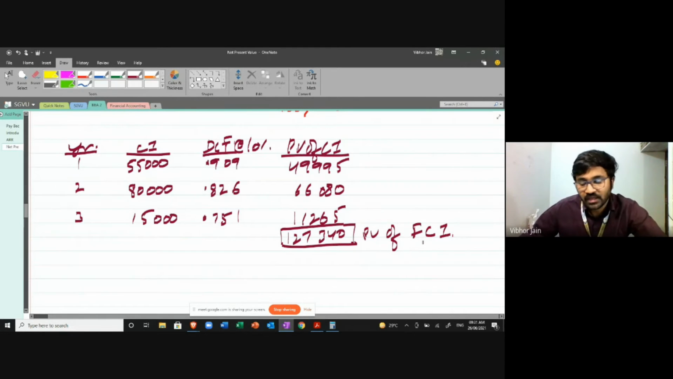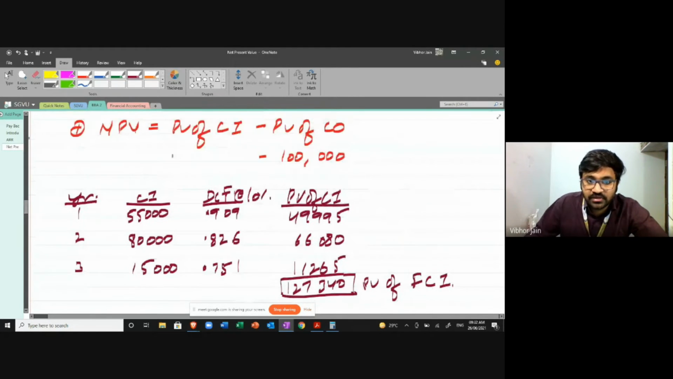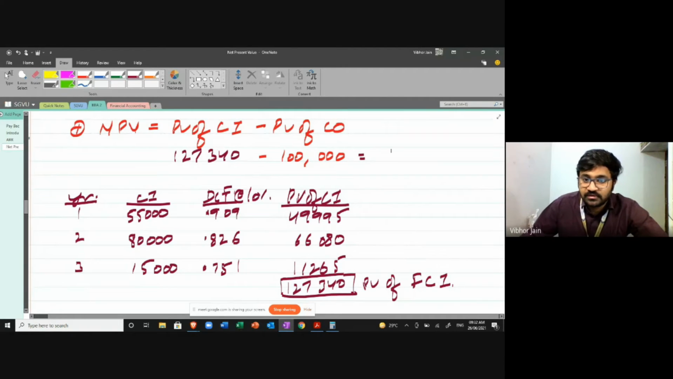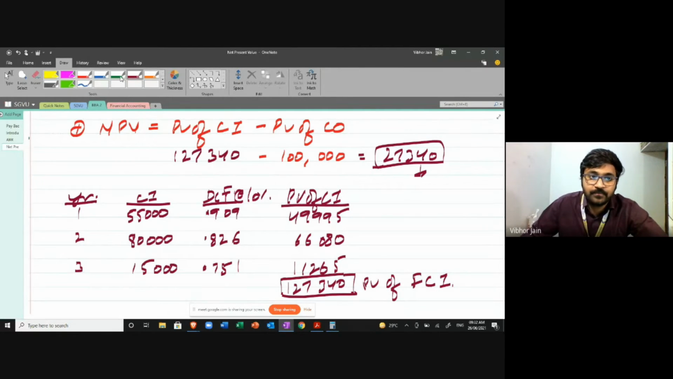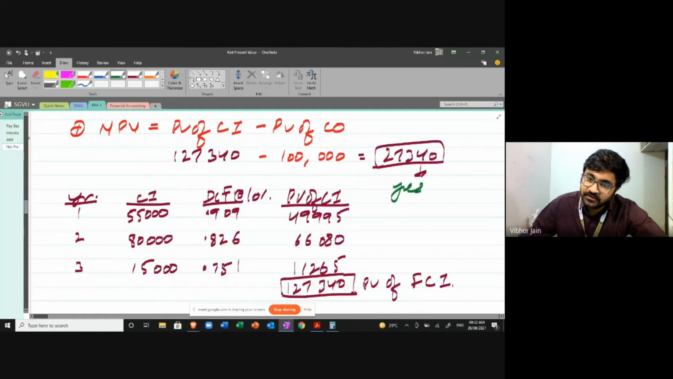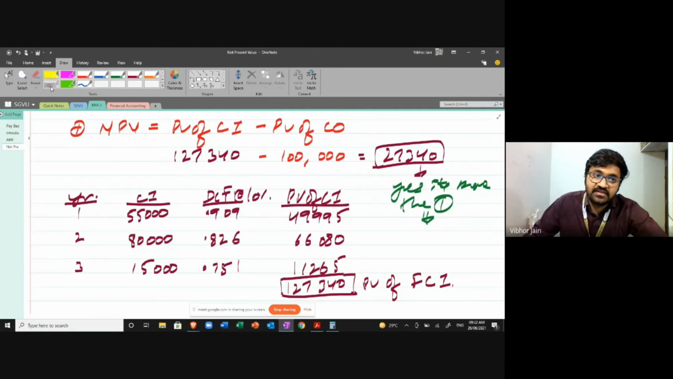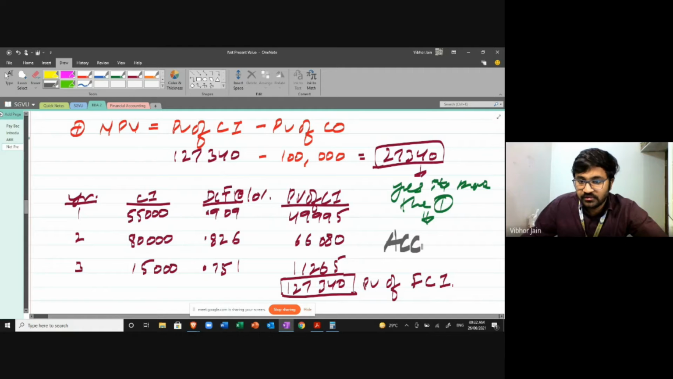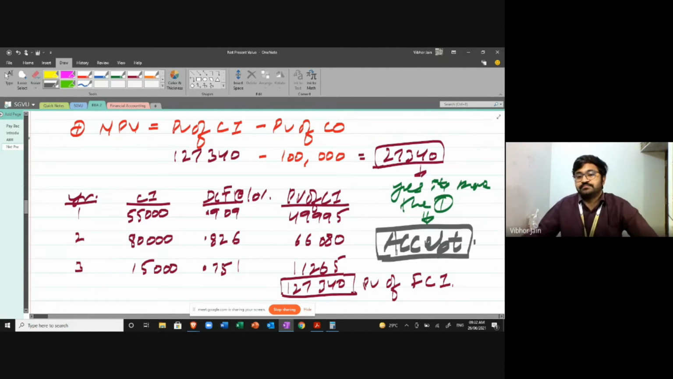Okay, then I'll calculate NPV. I'll write this over here, 127,340 minus 1 lakh, that is 27,340. Is it more than zero? Yes, it is more than zero. Therefore, we will accept the proposal.